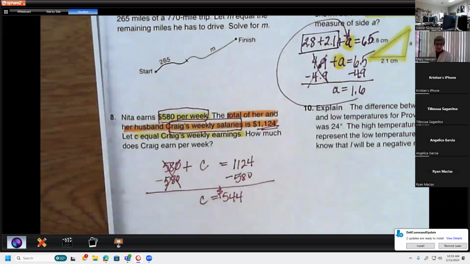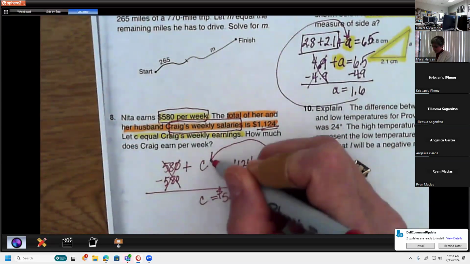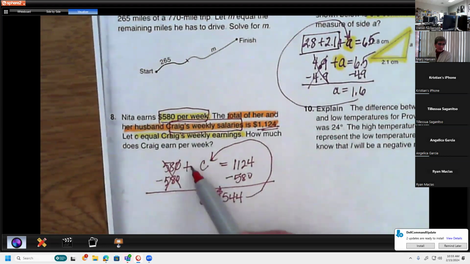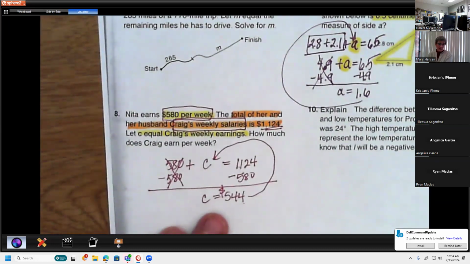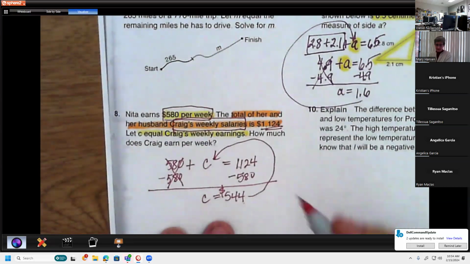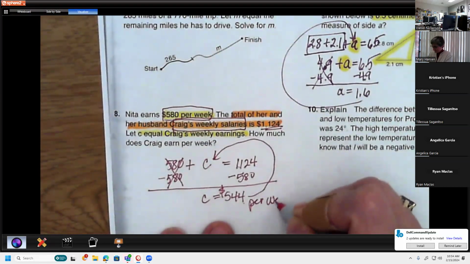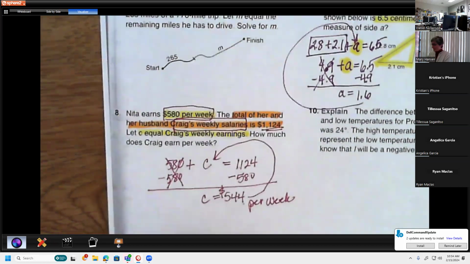Okay. Any questions about number 8? Again, if I put this back up here, if I add 580 plus 544, I should get 1124. Okay, 580 plus 544 is 1124. So I have successfully found out what his earnings are per week. All right, if there's no questions, we're going to take a look at page 37. So any last final questions about number 8?